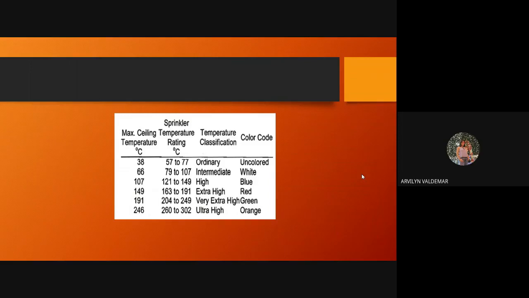So, ito po yun, sir, yung may mga kulay. Table po. Okay. Ceiling temperature, temperature rating. Patingin nga, temperature classification, high, ultra high. Yan. So color-coded, no? Color-coded talaga.